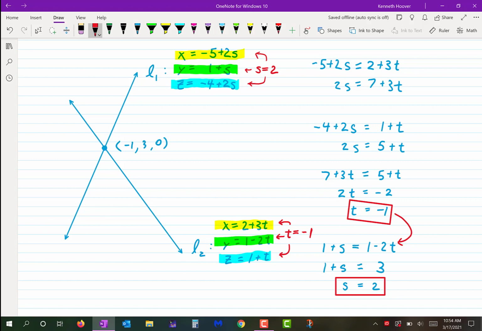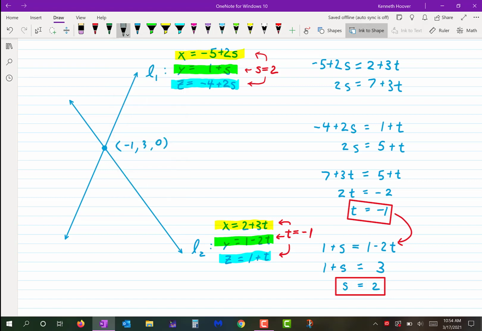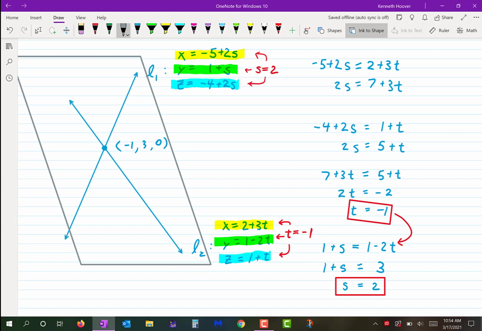Because they intersect, I know that they lie on one plane. Let's find the equation of that plane. I already have a point. Let's just call that point P. I need to find a direction vector. Not a direction vector, I need to find a normal vector. I'm going to move the coordinates of that point over here to this side. Okay, we need to find a normal vector for the plane.